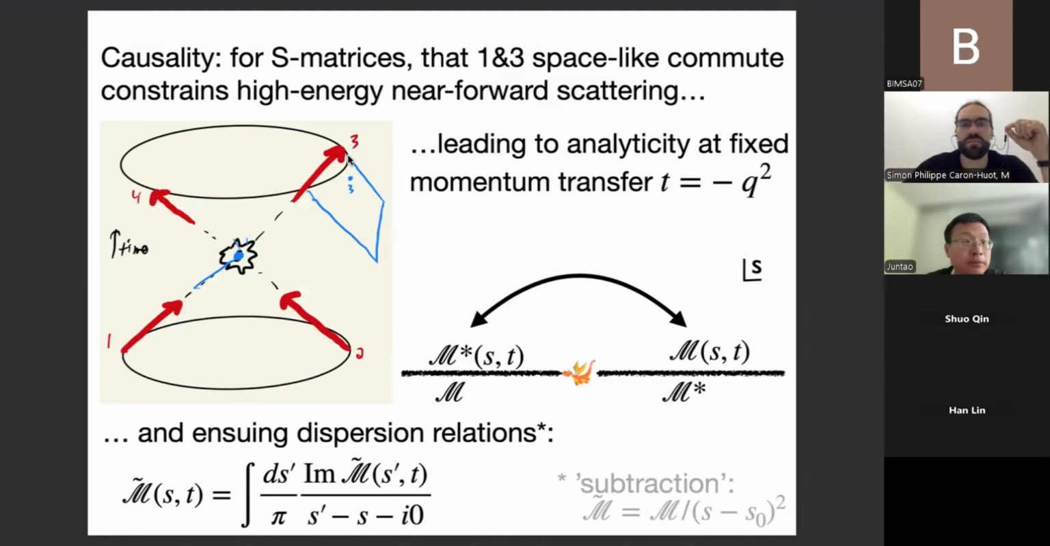And this property, here I'm skipping a lot of steps, is well known to lead to analyticity of the scattering amplitude. So causality in frequency space gives you analyticity. S is the center of mass energy squared, so you get analyticity in that variable. And that is used to relate, in the complex S-plane, the scattering amplitude on one side and the complex conjugate of an amplitude in a different process on the other. This analyticity gives you dispersion relations, like the Kramers-Kronig dispersion relations in optics. It's the same thing in particle physics.